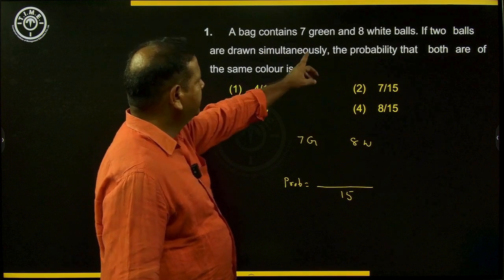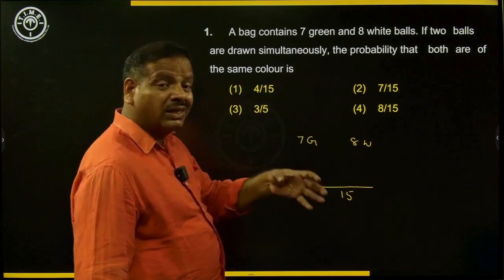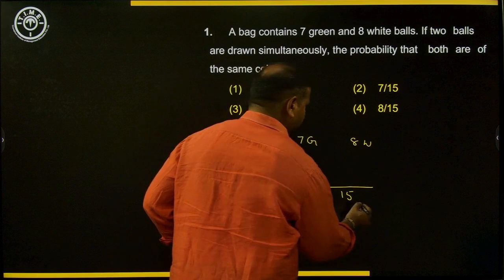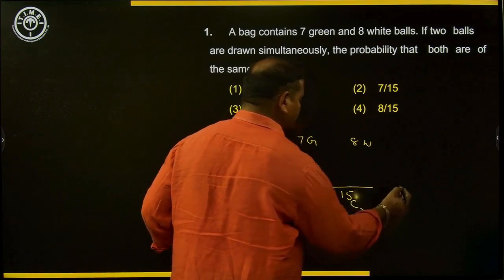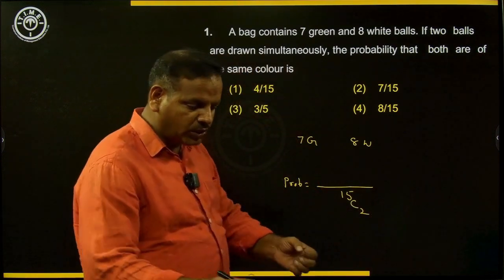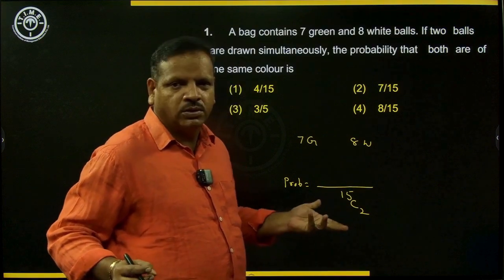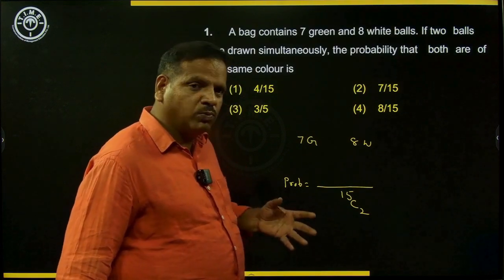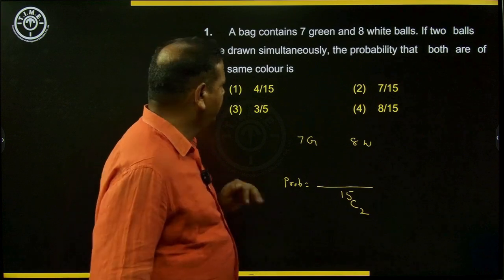A bag contains 7 green and 8 white balls. If 2 balls are drawn, out of 15, 2 are drawn. In how many ways can 2 be drawn? 15C2 ways. Which 2? We don't know. That's the number of ways of drawing 2 out of 15, 15C2, which is the denominator.